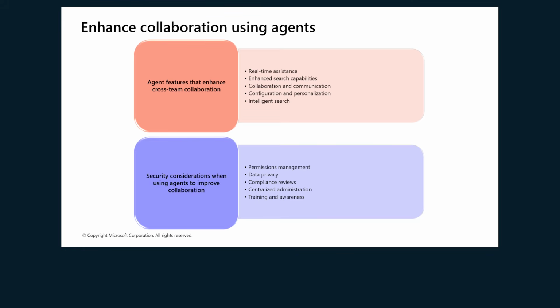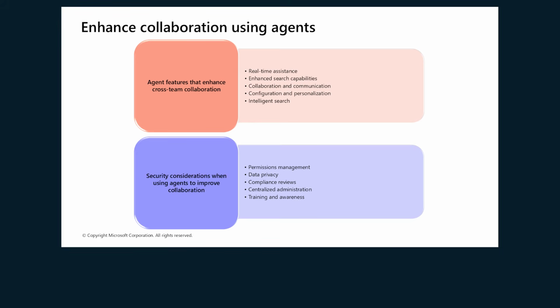But with all this power comes great responsibility, especially when it comes to security. Agents respect the permissions set in Microsoft 365, which means they only access content users are allowed to see. That's critical for protecting sensitive information and maintaining compliance. Organizations also need to think about data privacy and governance. That includes managing permissions, conducting compliance reviews, and using centralized tools to monitor agent activity. And don't forget training. Users need to understand how to use agents securely and effectively.